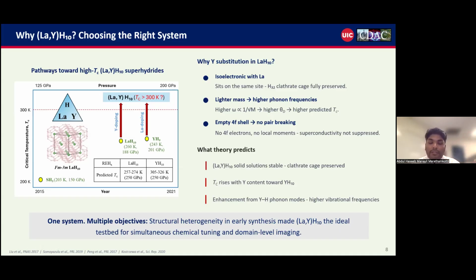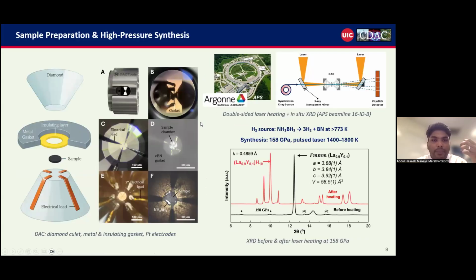And if the ternary strategy works as theory predicts, we get a lower synthesis pressure and extended stability as a bonus. With that motivation established, let me show how the sample is actually made. We start with an alloy arc melted at Ames Laboratory from high purity lanthanum and yttrium under argon. SEM EDS confirmed a homogeneous single phase alloy.